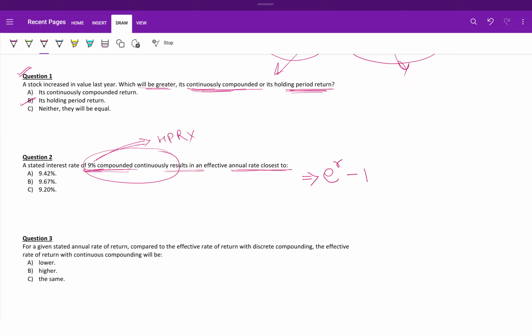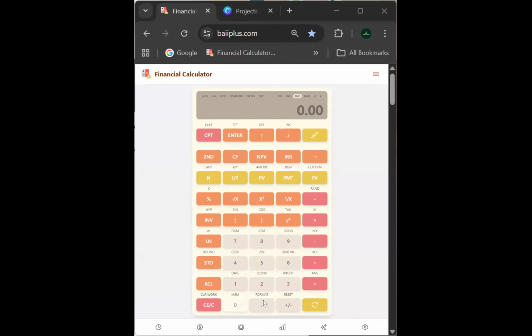I'm sharing my screen again. Stated annual percentage is 9%, so 0.09. Second, we need this function here, e to the power x. So we press second, and once I click second, this activates the second function key. Then I press e to the power x. This is going to give me 1.09. We subtract 1, we multiply it by 100. So this is going to give me 9.42 percent.